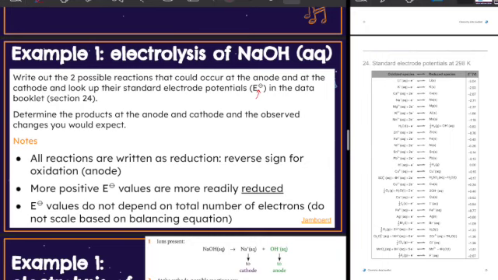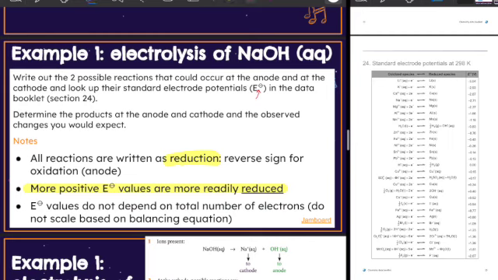All right, the biggest thing to know about using electrode potentials with redox reactions is, first of all, of course, we're seeing the reactions written as reductions. We're seeing the electrons added on the left. And then the more positive the standard electrode potential means you're more likely to be reduced. And you use the more positive values that are shown in the data booklet.